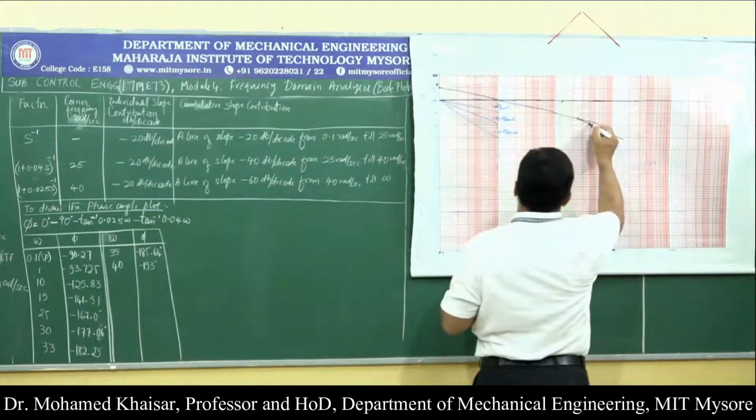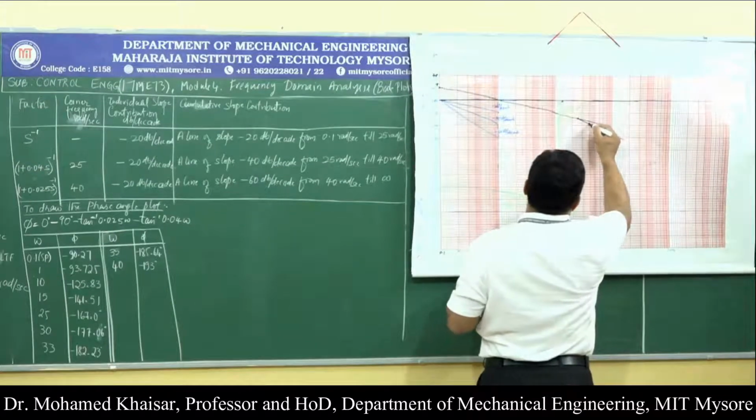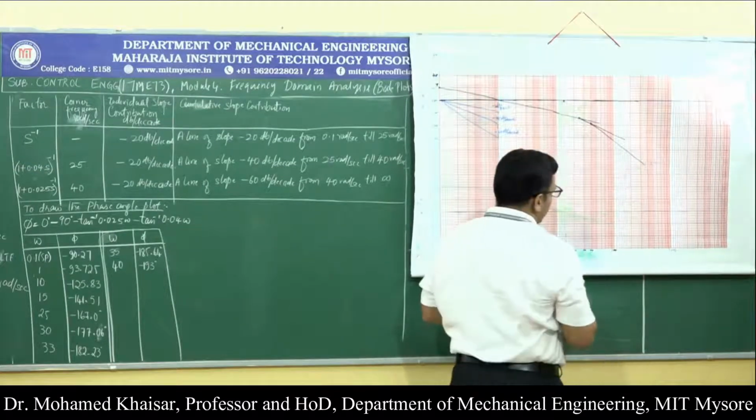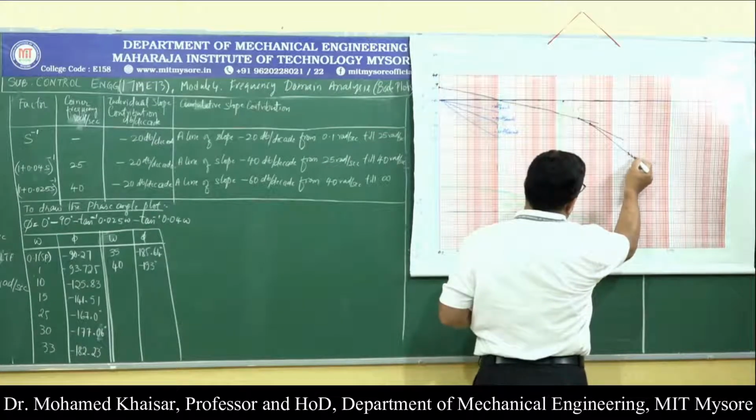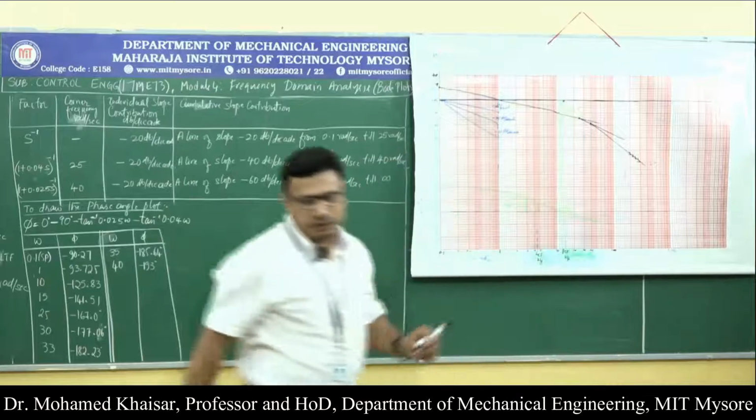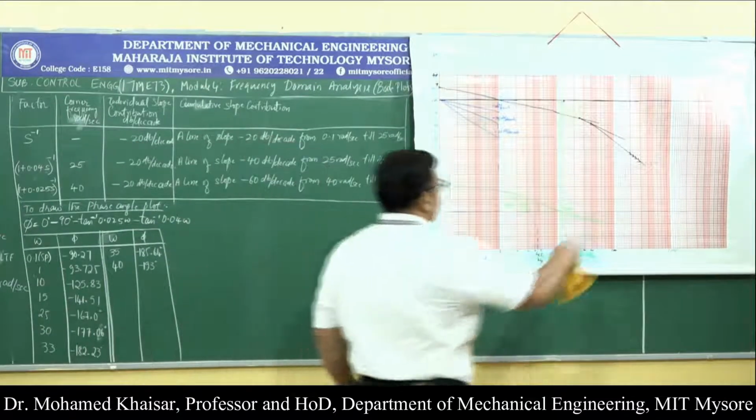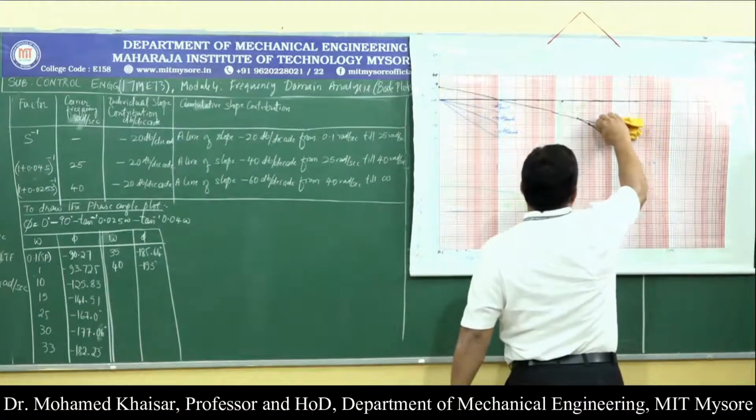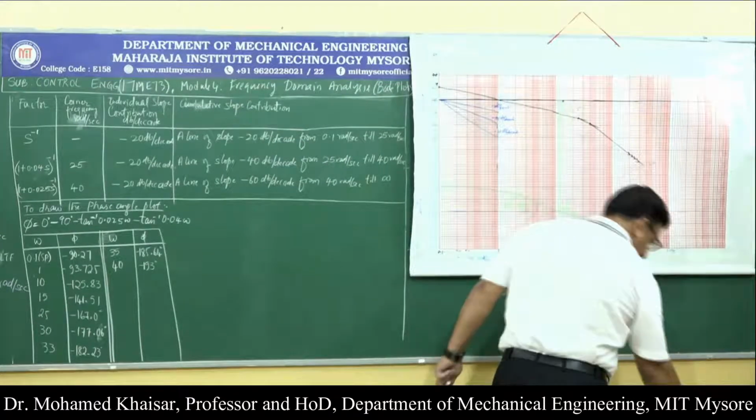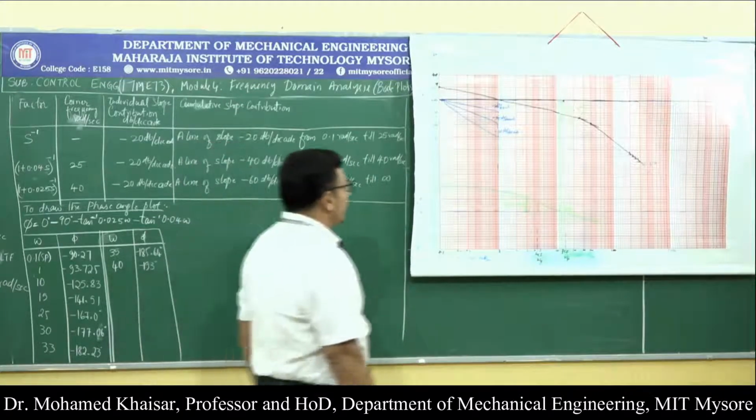From here I have to draw a line parallel to this line so that it has a slope of minus 60 decibels per decade like this. And how long should it go? It just keeps going till infinity. Then I can wipe off the extensions for the magnitude plot easily. My magnitude plot is over now.